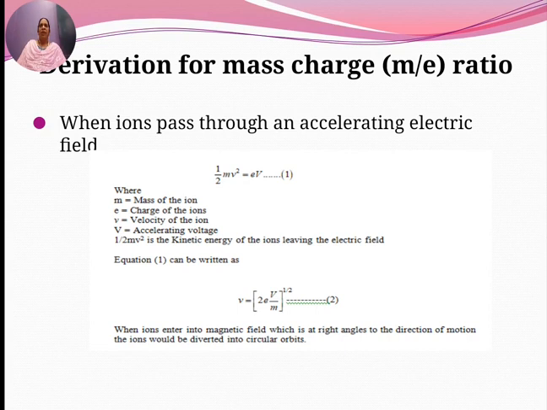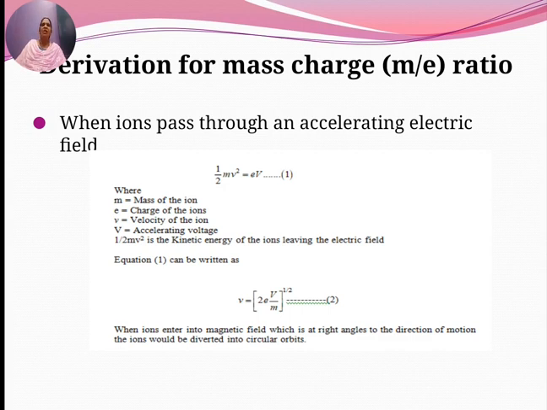Coming to the next topic, the derivation for the mass to charge ratio, m/e ratio. This is very, very important. As we have seen in the ionization, in the ion source, the ions are generated. How are the ions generated? When the sample is vaporized, it is changed into the gaseous state. When an electron beam is bombarded on the sample, the sample atoms are converted into ions. So now the sample is in the ionic state.